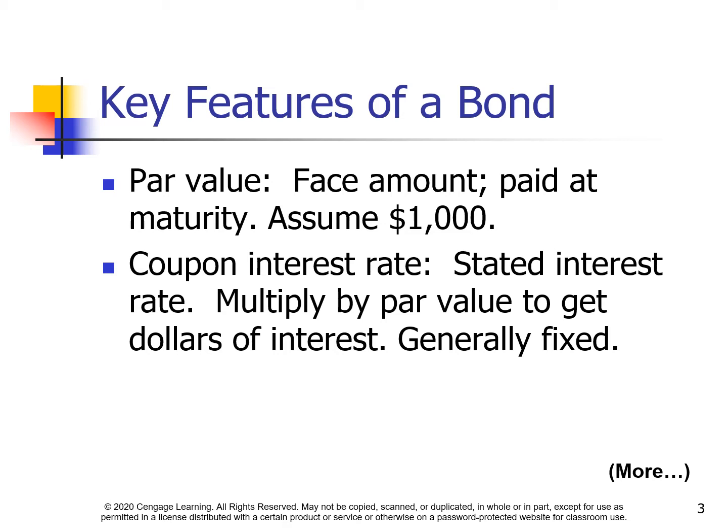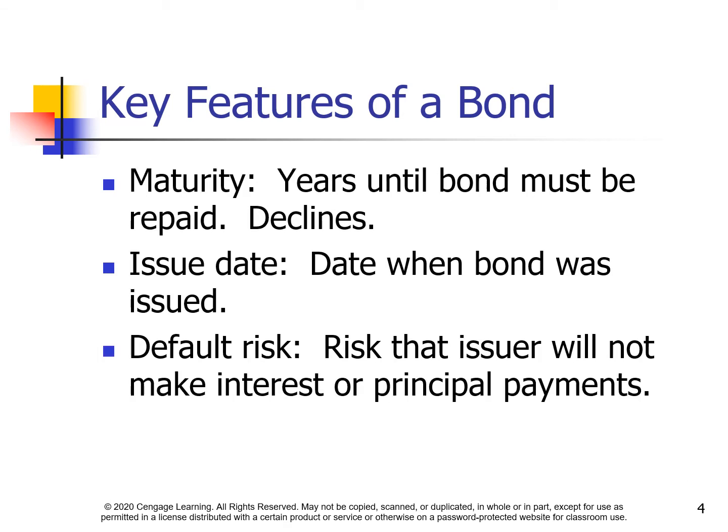The key features of a bond include par value, which is also called face amount, paid at maturity. Assume $1,000. Coupon interest rate, the stated interest rate, is multiplied by par value to get dollars of interest, generally fixed. Maturity is the years until the bond must be repaid. It declines.